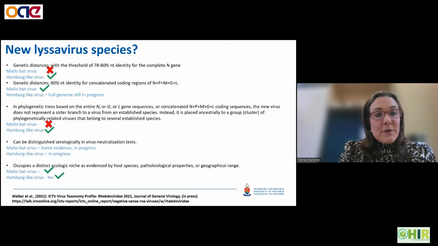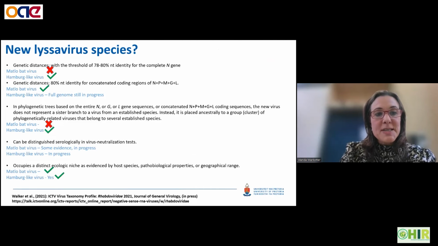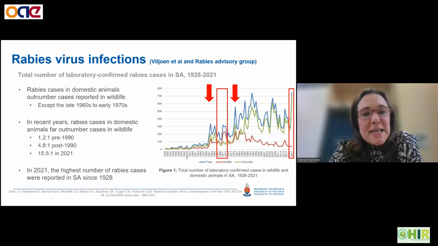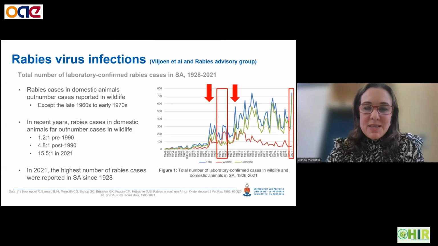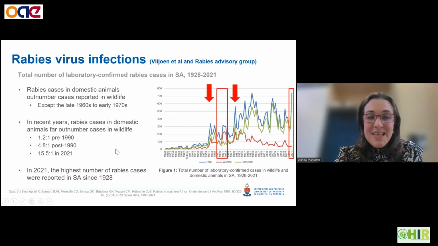So if you look at new viruses, yes, on genetics, the one looks just on the brink of being a new virus, the other one not, but they do have very specific ecological niches and host species association. That's also being considered if you look for a new virus. So then I want to get to canine rabies, which is the important discussion today, and just show basically a few very worrying things from South Africa.